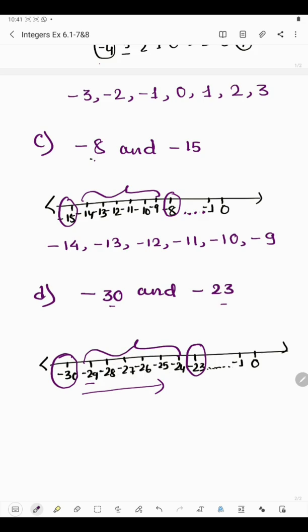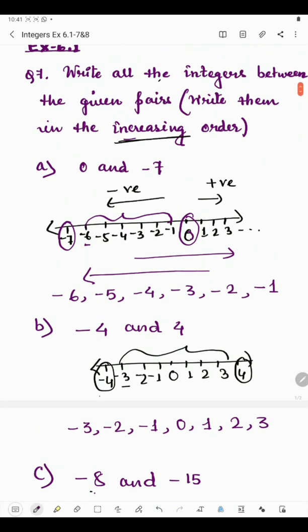So minus 29, minus 28 if you write, then that means you are writing in increasing order. So we will have to start from minus 29, then minus 28, minus 27, minus 26, minus 25 and minus 24. Okay, so all these negative numbers come in between minus 30 and minus 23. Okay, so this was all about question number 7.